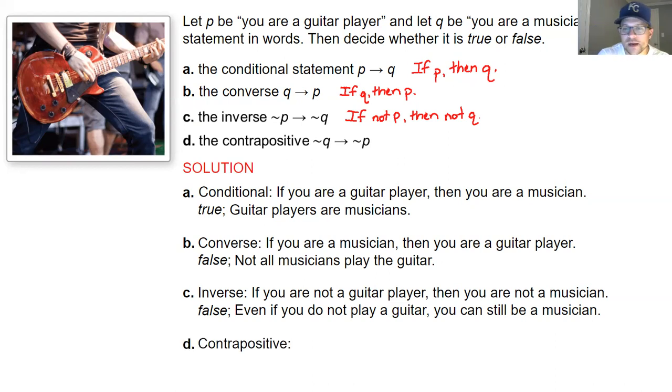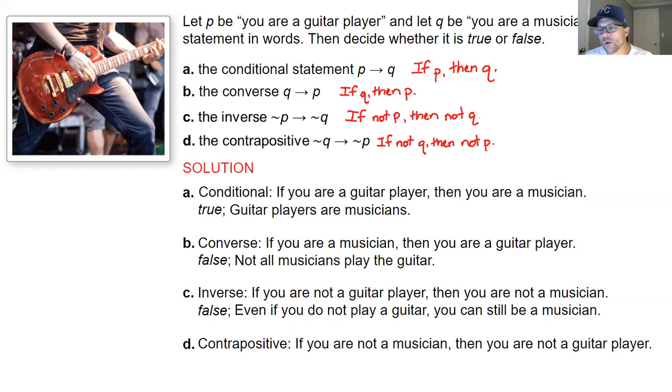The last part, D, contrapositive, is going to be the combination of both the converse and the inverse. You're going to take your converse statement, since we already have that done, it's already swapped, and then we are going to negate each part. So it should read if not Q, then not P. We plug in our Q and our P in that spot, and it should read if you are not a musician, then you are not a guitar player.